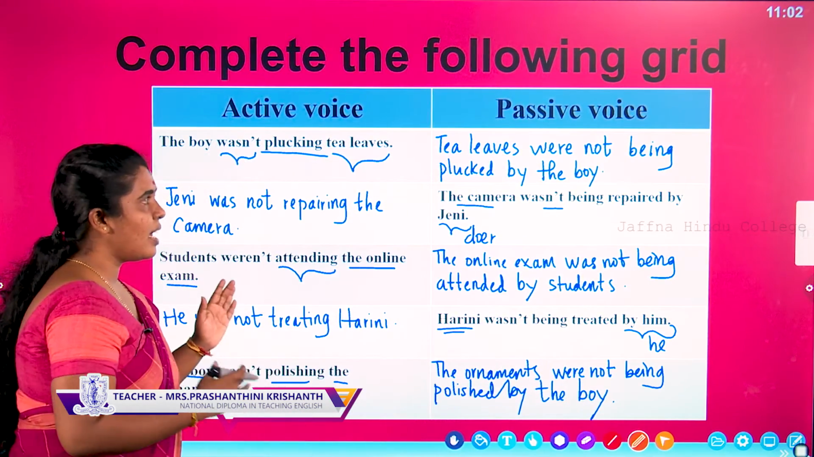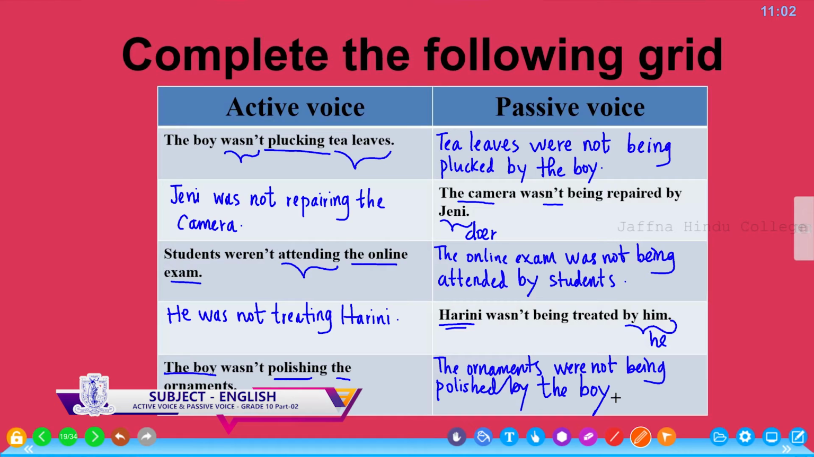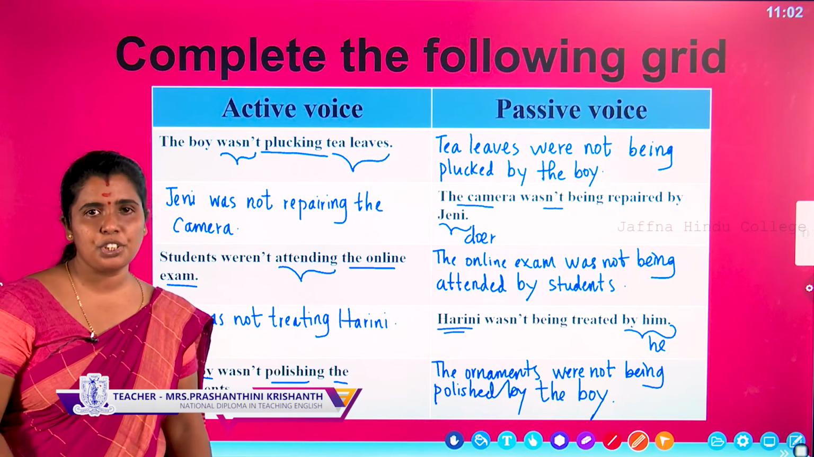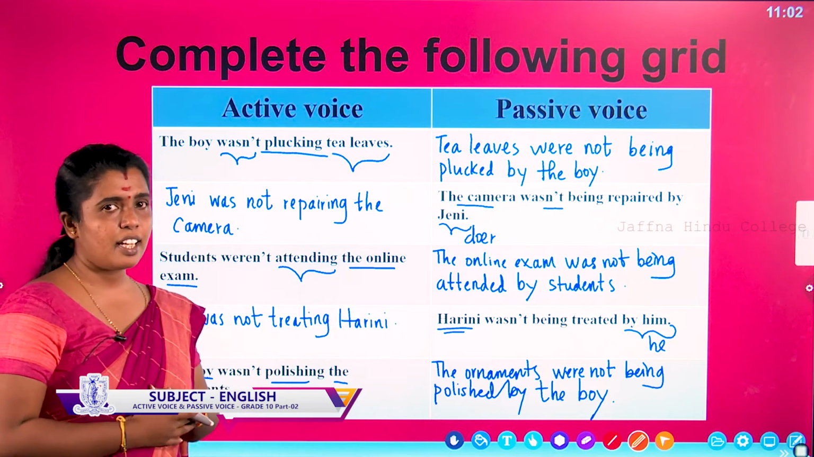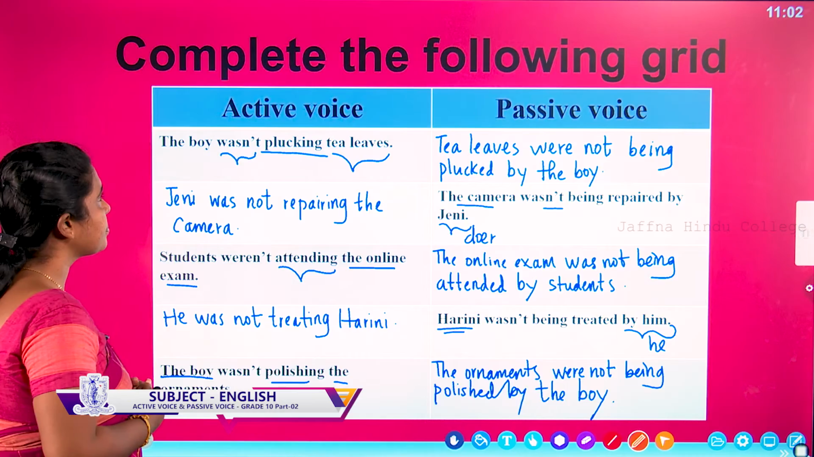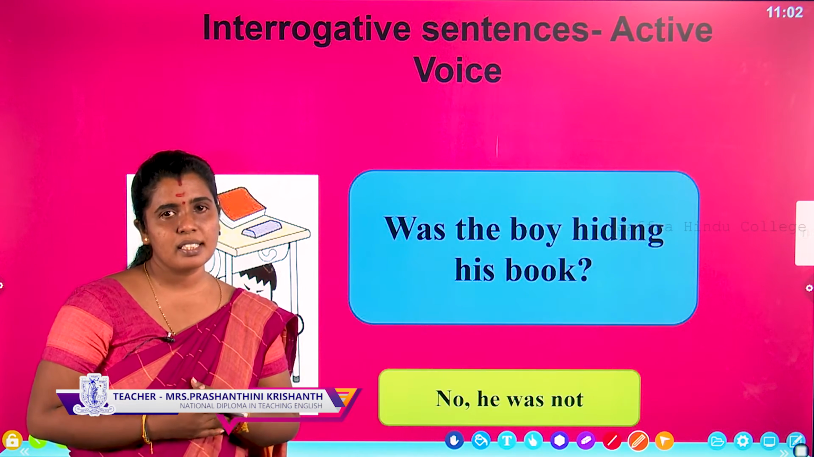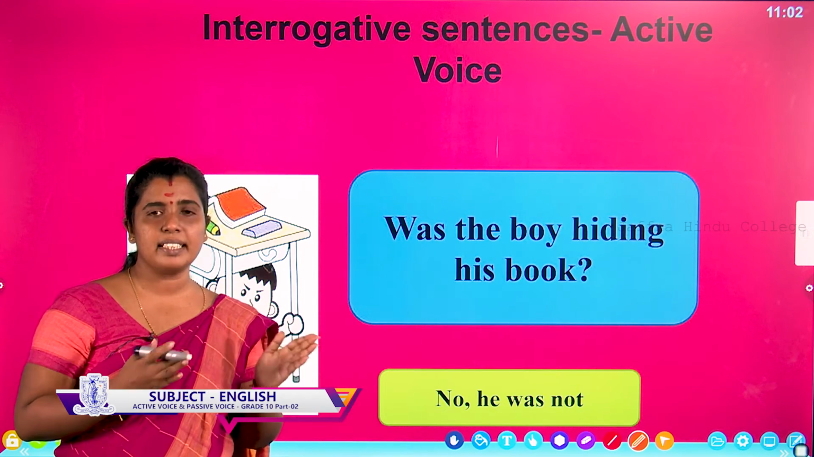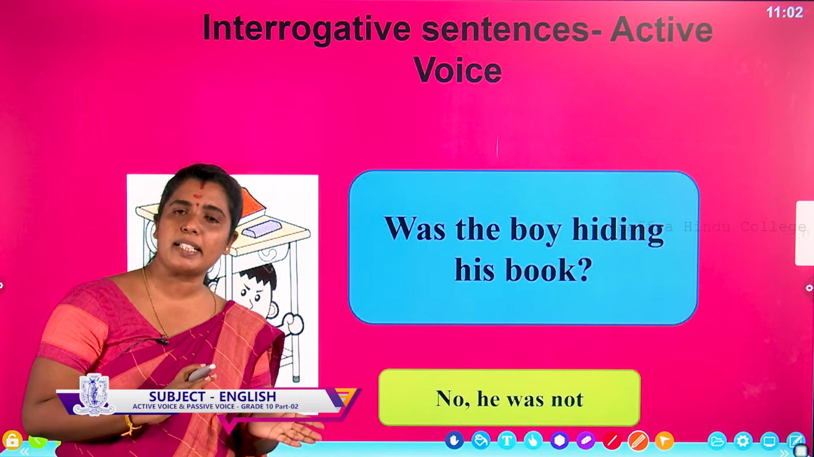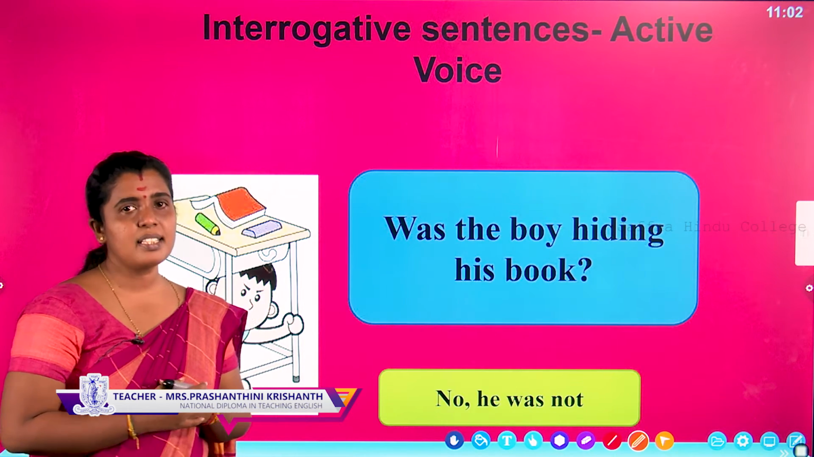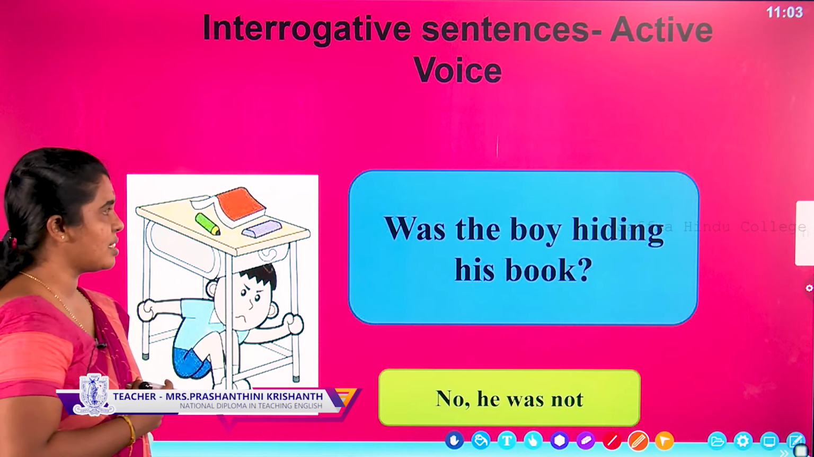Okay. So, in this slide, children, you can see both the active voice and the passive voice easily. See here, this side active voice negative sentences are there. That side passive voice negative sentences, past continuous tense sentences are there, right? Next section, interrogative sentences, active voice, right? So, we learnt affirmative and negative sentences, both active voice and passive voice, past continuous tense. Now, interrogative sentences, active voice, the same thing, past continuous tense, right?